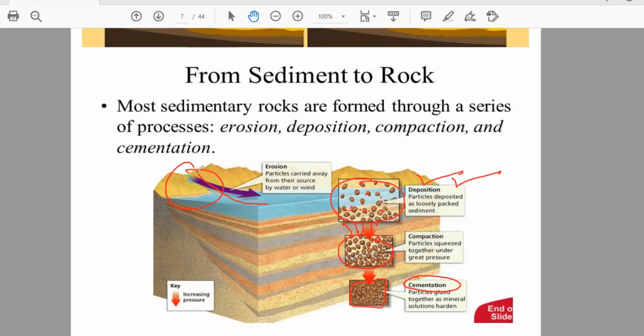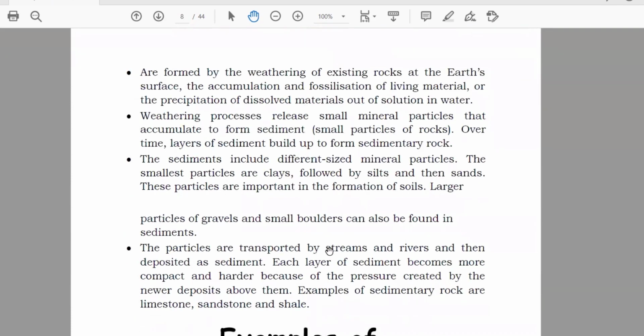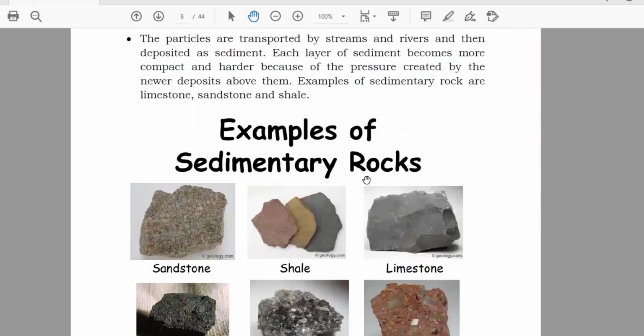So you can also do it in a sequence: erosion, deposition, compaction, and cementation. These are the four steps by which the sedimentary rocks are formed. And if you see, this is all the same definition and explanation here of how the rocks are formed. So if you go through this, you can easily understand it. And if you have any questions, you can ask me later on if you have time.